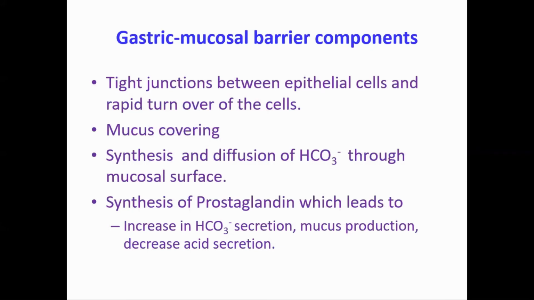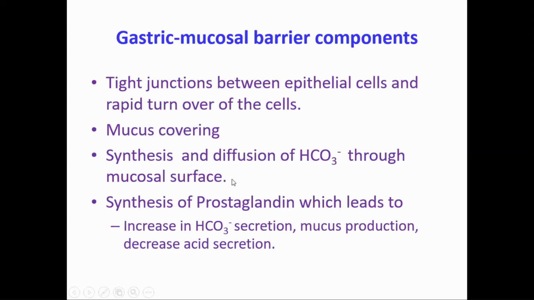So this is also the same, right? Gastric mucosal barrier components: tight junction between the epithelial cells and rapid turnover of the cells, mucus covering, synthesizing and diffusion of bicarbonate through the mucosal surface, synthesizing of prostaglandin, and there is one thing missing, that is the trefoil peptide. Okay, that I have already told. You have to include the trefoil peptide also, because trefoil peptide helps in stabilizing mucus and bicarbonate. It doesn't cause separation of mucus and bicarbonate. It helps in holding the mucus and bicarbonate tightly together.